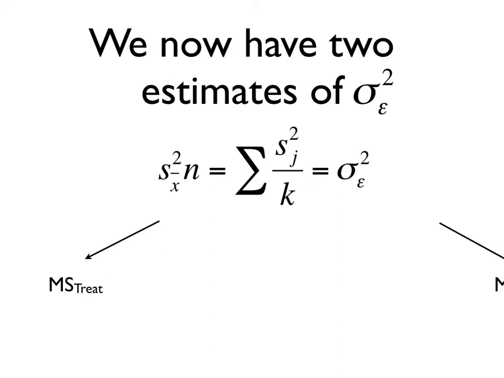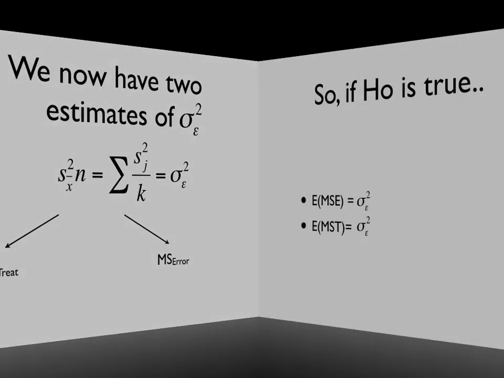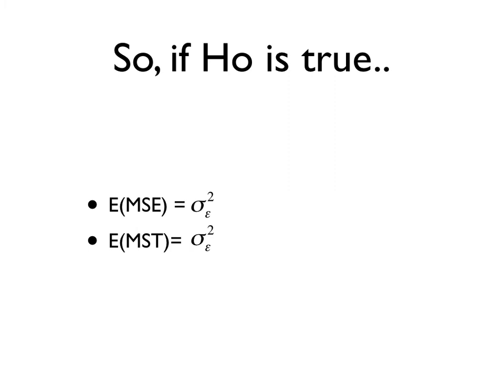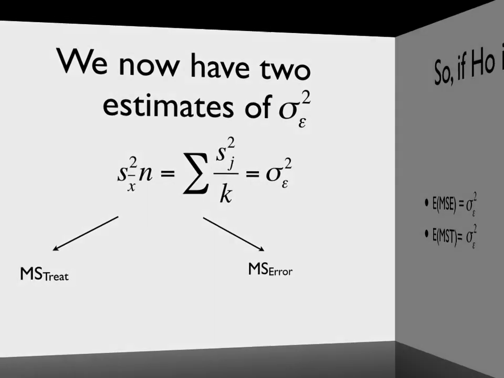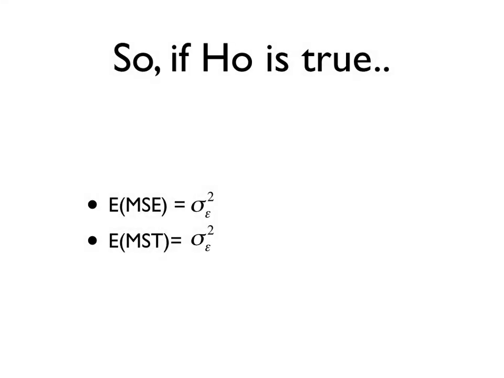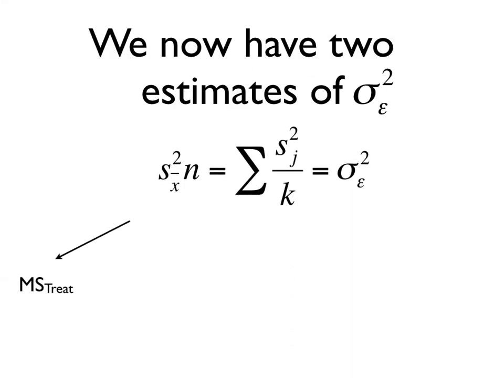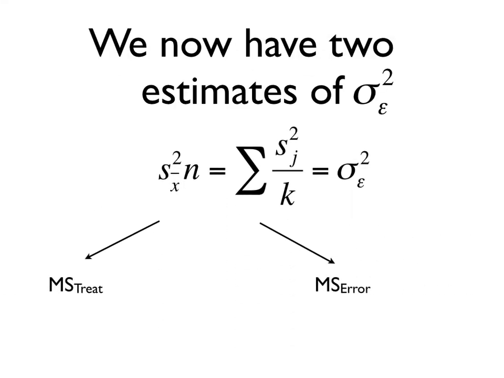That's called mean squared treatment. That's called mean squared error. Whoops! Let's go back. So. That's mean squared treatment, that's mean squared error. That's where those things come from.